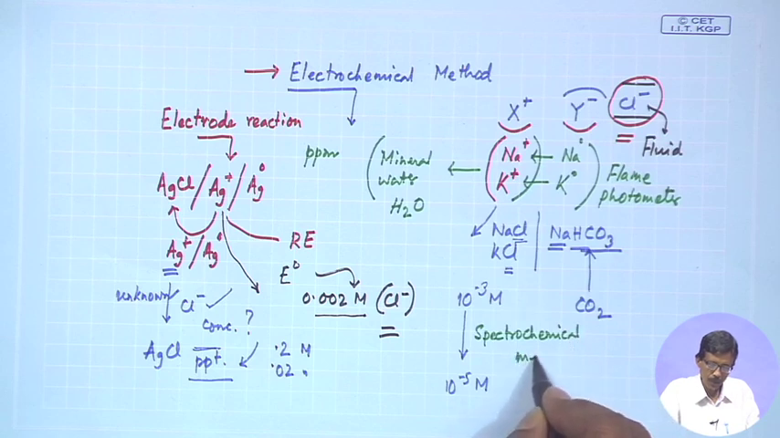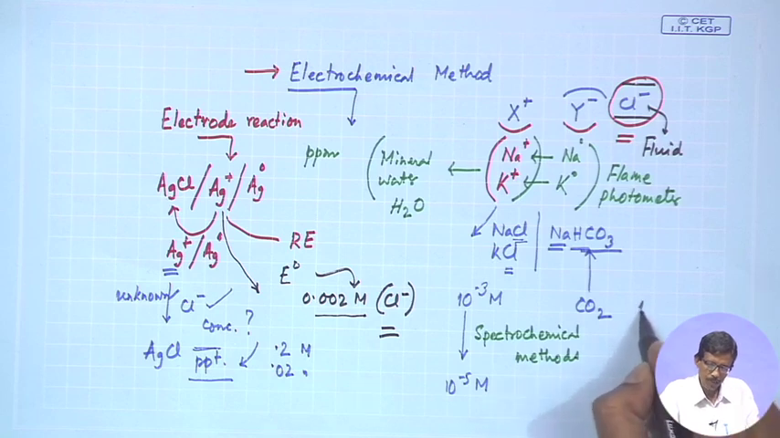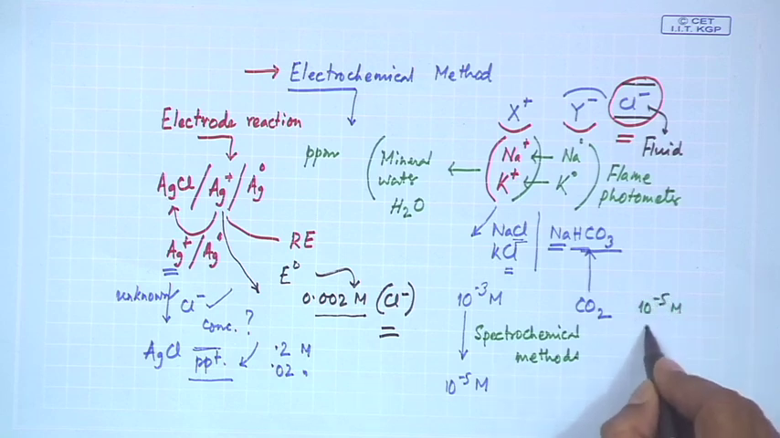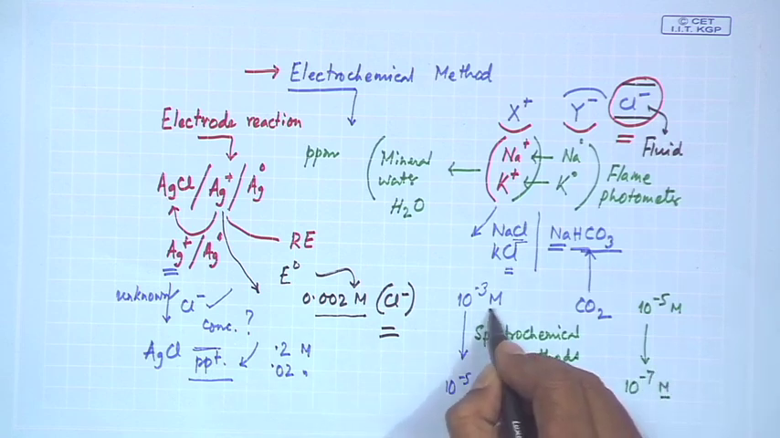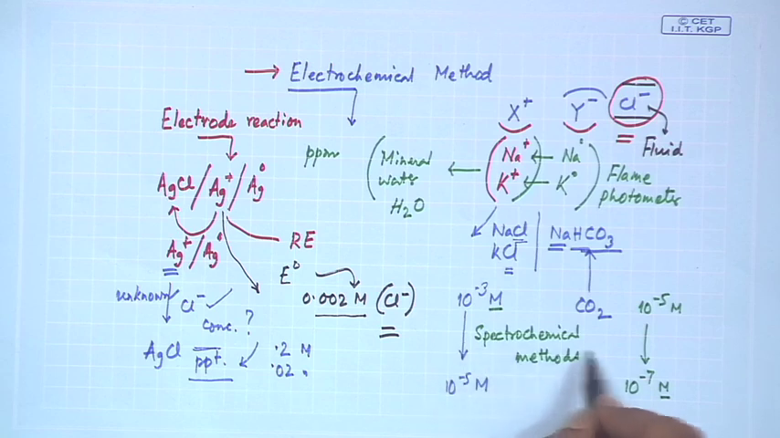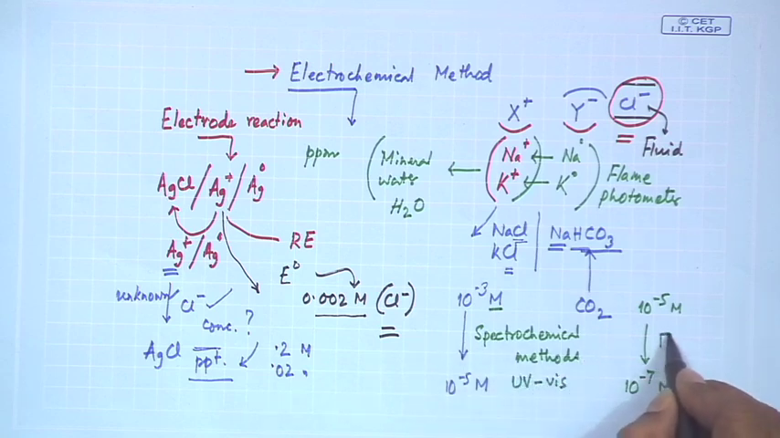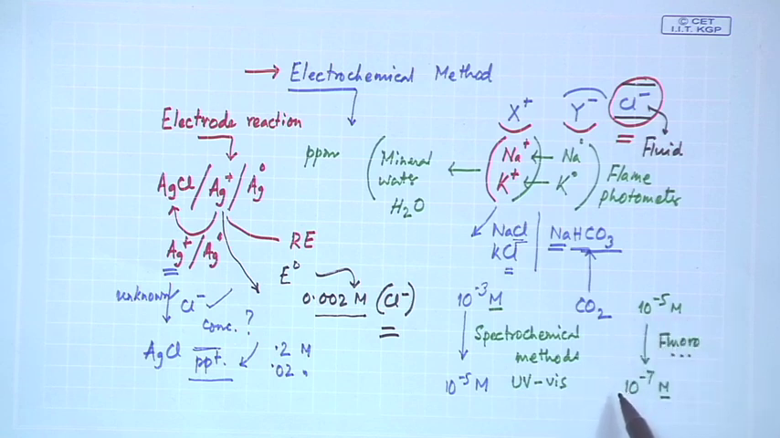So, in spectrochemical methods, now if we go down further, that means 10 to the power minus 5 molar to 10 to the power minus 7 molar, what should we do? We should sometimes go for the spectrochemical method using a UV visible spectrometer. We can go here simply to the fluorometric technique, where we can measure the fluorescence. At the same time, this concentration we can also handle with electrochemical methods of analysis.